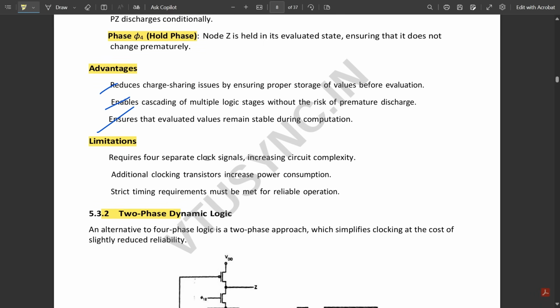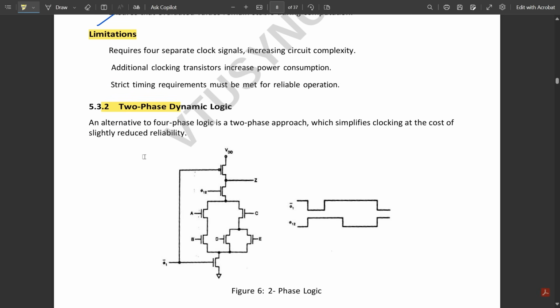It requires four separate clock signals, increasing the circuit complexity. Additional clocking transistors increase the power consumption. Strict timing requirements must be met for reliable operation. Okay, so these are the limitations of four-phase dynamic logic. So now let's discuss one more kind, that is called two-phase dynamic logic.